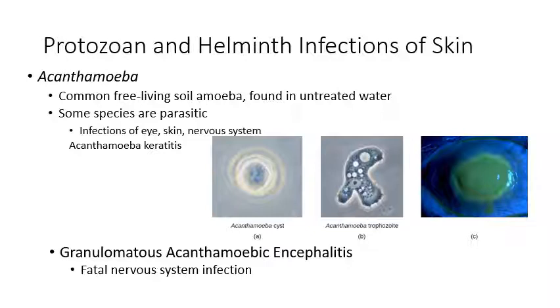All right, and then looking at a protozoal infection of the skin. These are not too common, right? We don't have a lot of skin protozoa, but this one, Acanthamoeba, is an amoeba. It's usually free living in the soil, so not a parasitic critter, but some species are parasitic. When they are parasitic, they can infect the eye and the skin and possibly the nervous system. Here we can see a picture of what the cyst form of Acanthamoeba looks like, and what the trophozoite form looks like, the actively growing form. And picture C is an Acanthamoeba infection of the cornea, so you can see it in the eyeball there. This can become particularly dangerous if it finds its way into the nervous system, where it can cause granulomatous amoebic encephalitis.